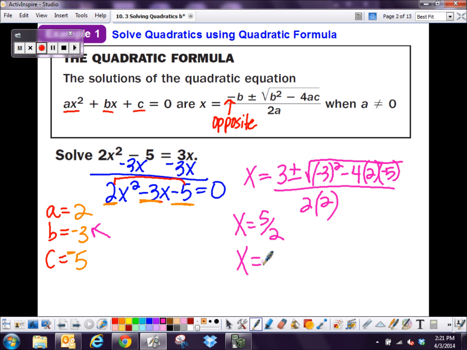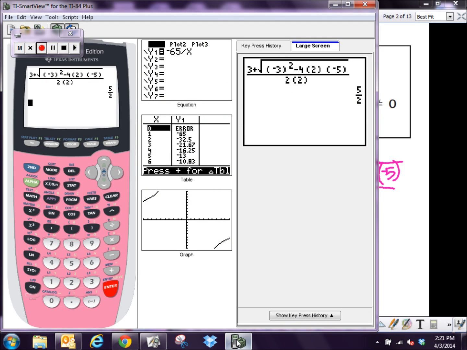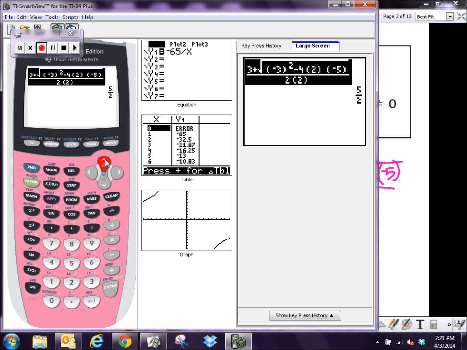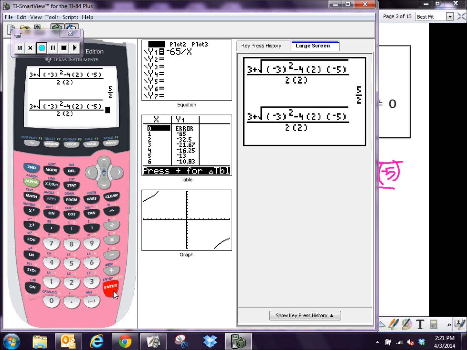Now I need to do the minus. And there's another little trick that you can do. You can scroll up to where you typed the quadratic formula in before, press enter. Use your arrows and get up to where the plus sign is. And then what you can do is you can just type over it.